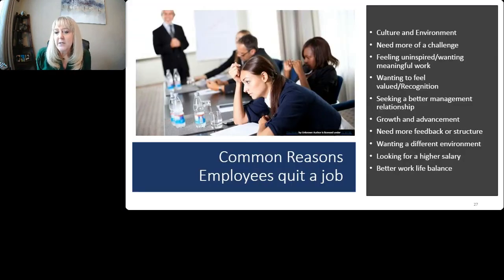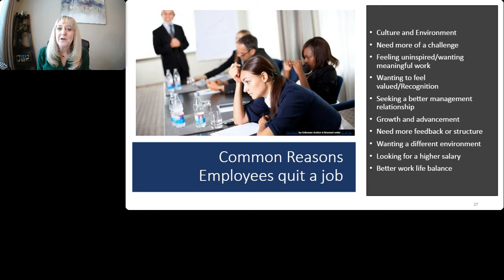The common reason people will typically leave a position is not because of money. A lot of people think it is. Sometimes it is a factor, but it is typically culture, environment, need of more challenge, feeling uninspired, or wanting meaningful work. Again, that delegation, wanting to feel valued and recognized. And that's your seasoned ones and your newer ones.